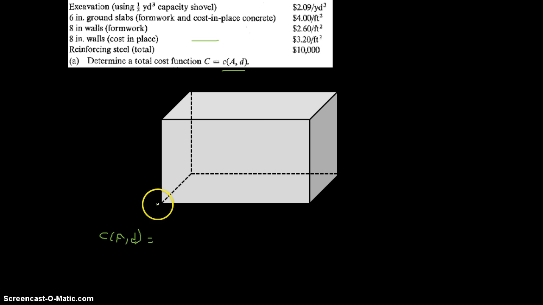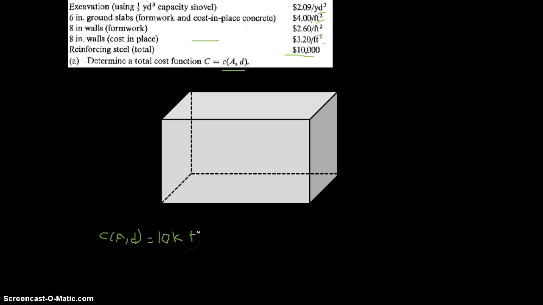We set up our function by first looking at the constant parameters. The excavation cost is going to be in terms of some volume. The same thing for installing the ground slabs and the walls. They all depend on some area or some volume, with the exception of the reinforcing steel. So that's going to be constant no matter what. So the first part of our function is going to be $10,000, and that's for the steel.